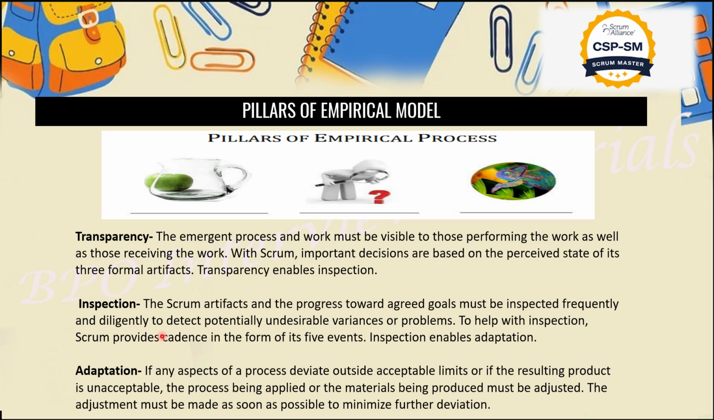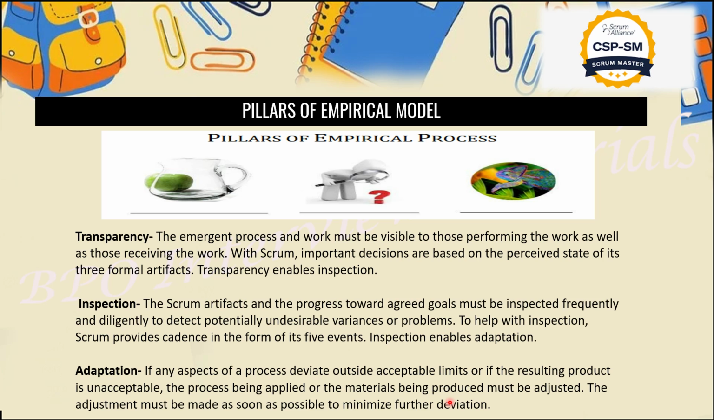To help with the inspection, Scrum provides cadence in the form of its 5 events. Inspection enables adaptation. What are the 5 events? We will learn in detail. Okay, let's move to the next part, that is adaptation. If any aspect of the process deviates outside acceptable limits, or if the resulting product is unacceptable, the process being applied or the materials being produced must be adjusted. The adjustment must be made as soon as possible to minimize further deviation. With adaptation, we have to adapt to the changes we have identified.